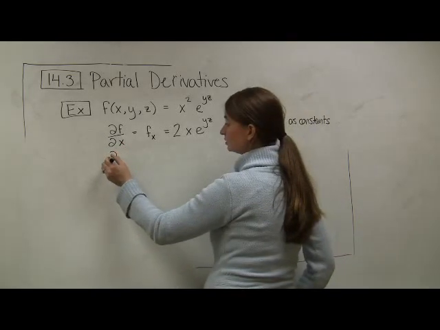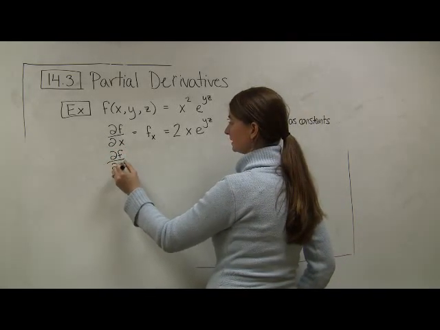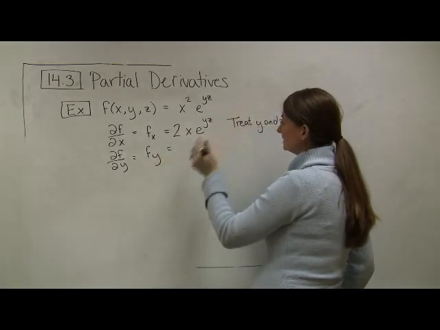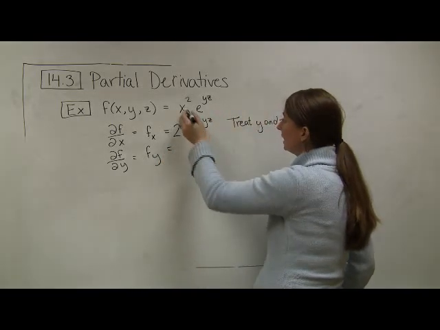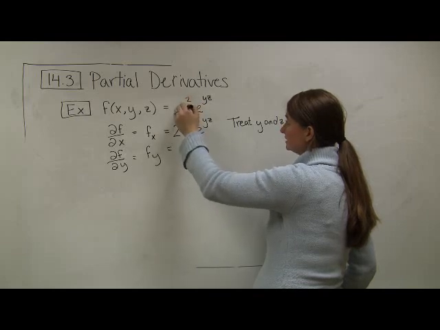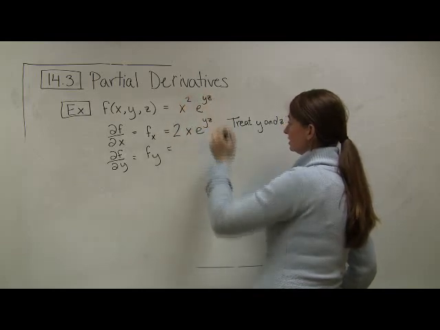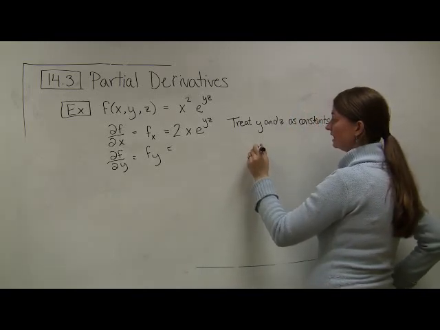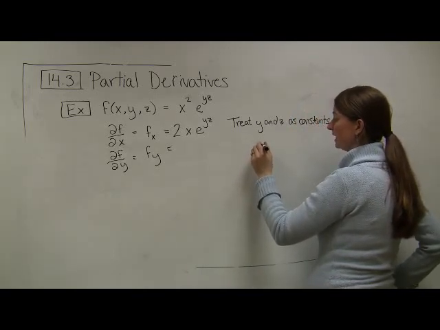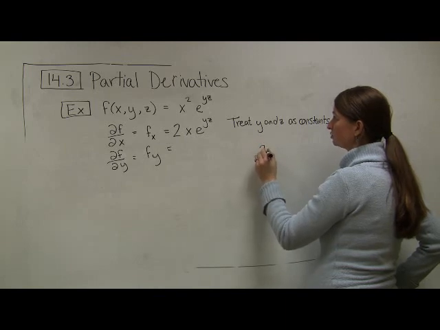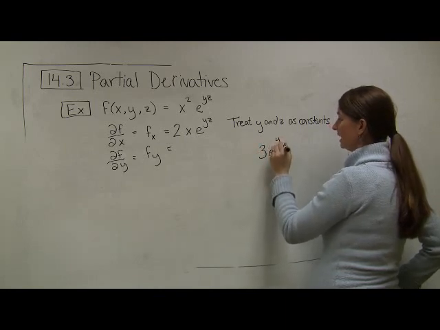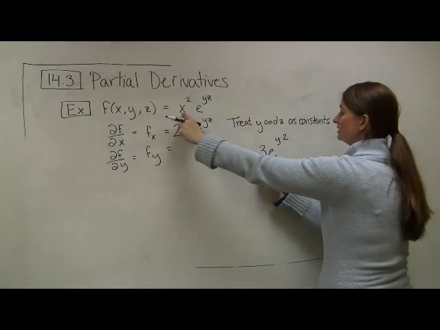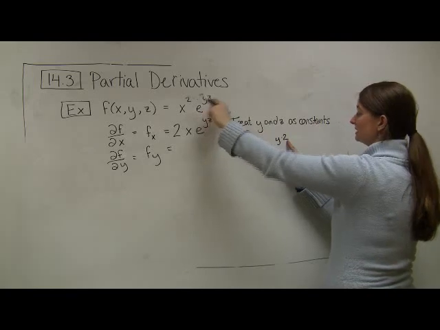Similarly, I could take my partial derivative with respect to y or with respect to z. In this case, if I take my partial derivative with respect to y, I'm treating x as a constant, and I'm also treating z as a constant. In my head, I could be thinking to myself that this is like taking the derivative of something like 3e to the y times 2. Because I'm thinking of my x's as constants, and I'm thinking of my z's as constants.